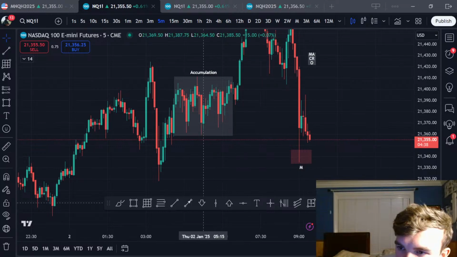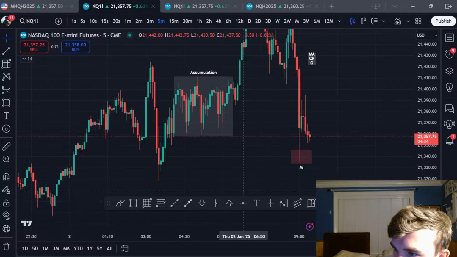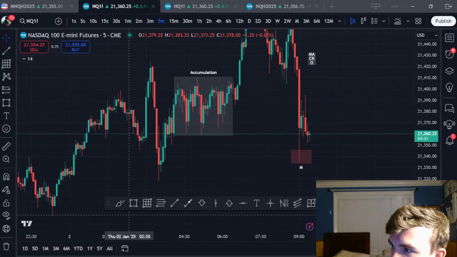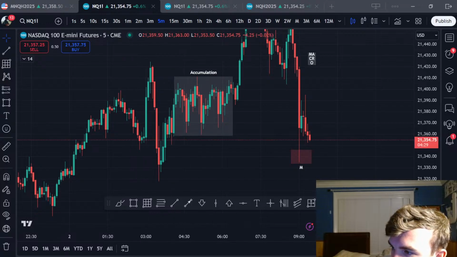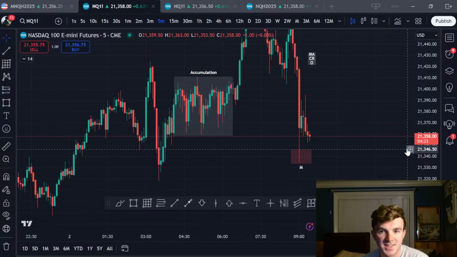But like I said, London pushed into a key level, so I would think New York would continue to the upside, but at this point, I don't know. It's starting to look pretty weak.